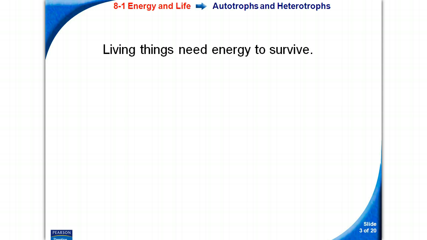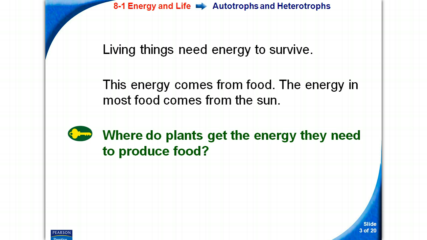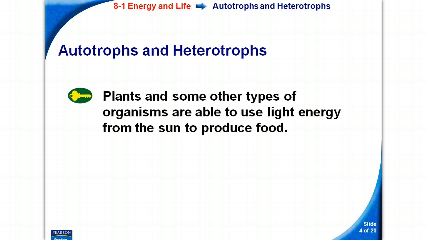Living things need energy to survive. This energy comes from food. The energy in most food comes from the sun. Key concept number 1. Where do plants get the energy they need to produce food?